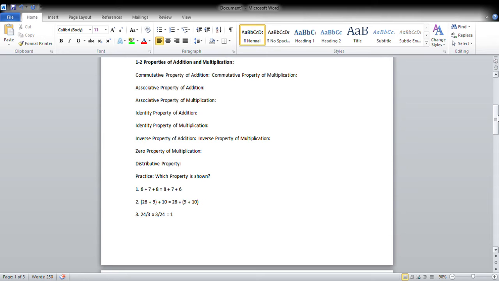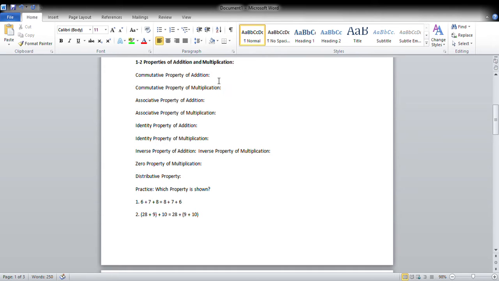1-2. Properties of addition and multiplication. So the first property is the commutative property of addition, which states the way the numbers are ordered does not matter. So an example of this would be 2 plus 3 equals 3 plus 2. As you can see, the only difference is the numbers altered the order, but these are both equal to 5.